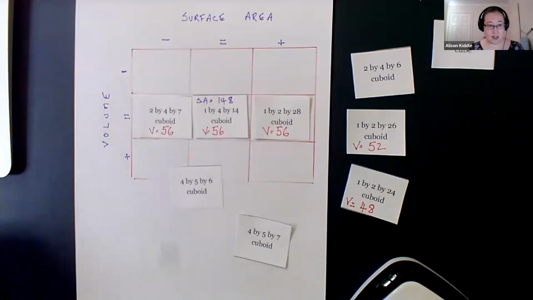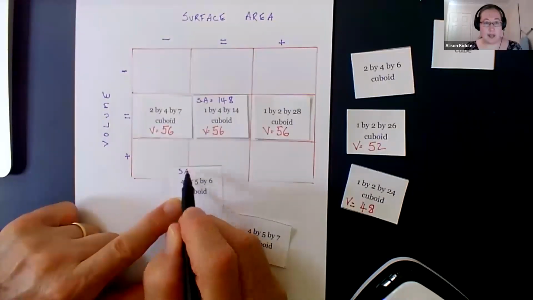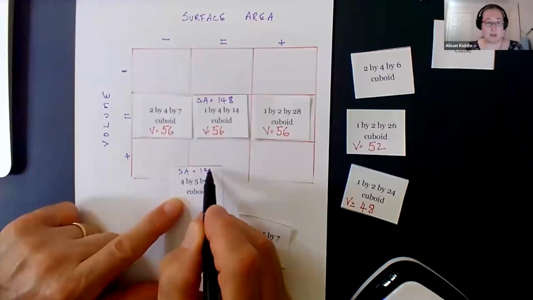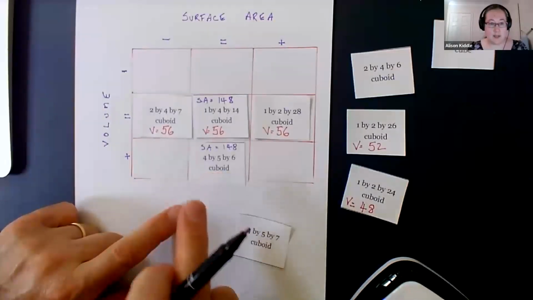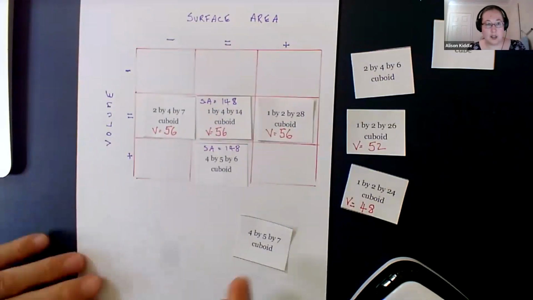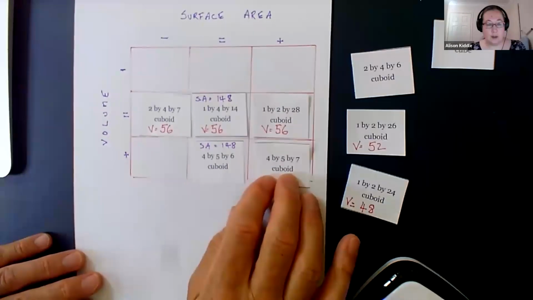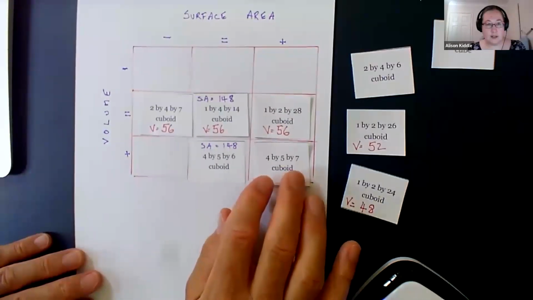And I've just checked, and the 4x5x6 also has a surface area of 148, so that can go directly below the one that's in the middle, because it has the same surface area, but it has a bigger volume because it is more cube-like. Which means then that the 4x5x7 must go in the bottom right because it's got a bigger surface area and a bigger volume. So yes.